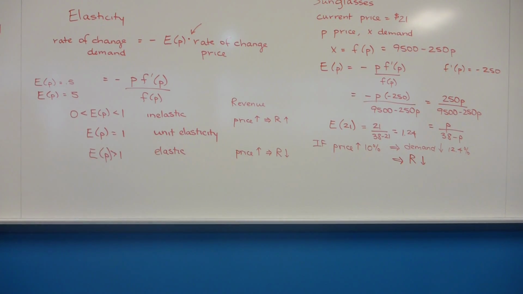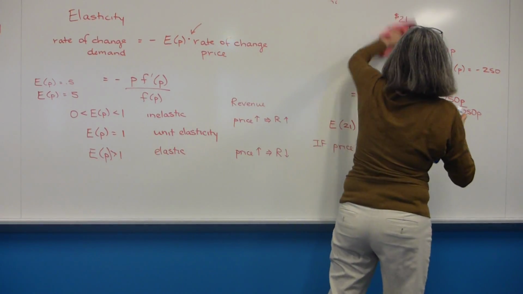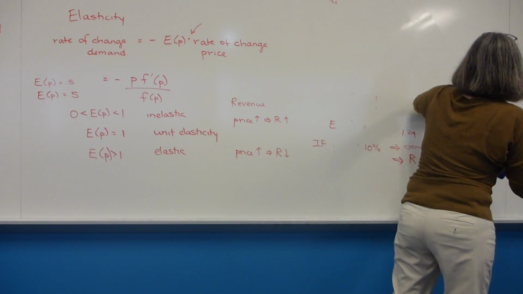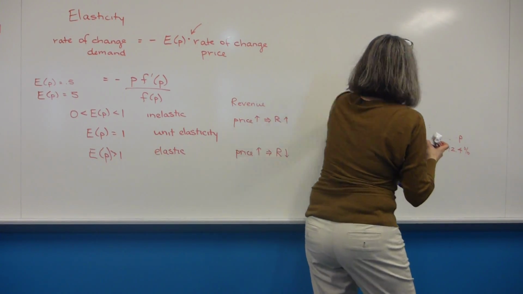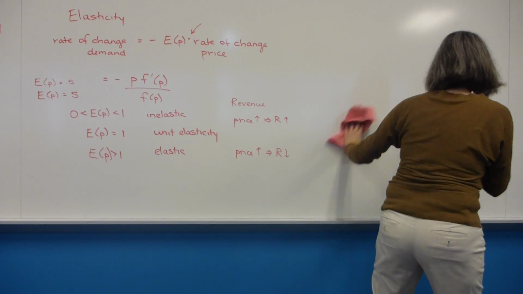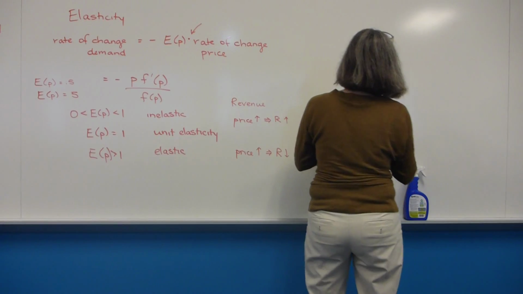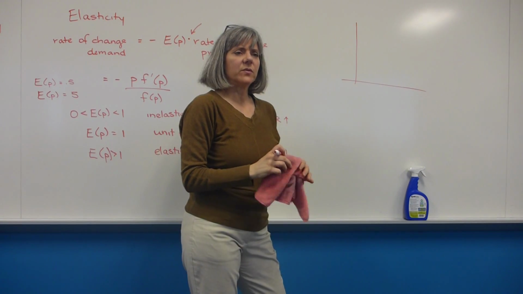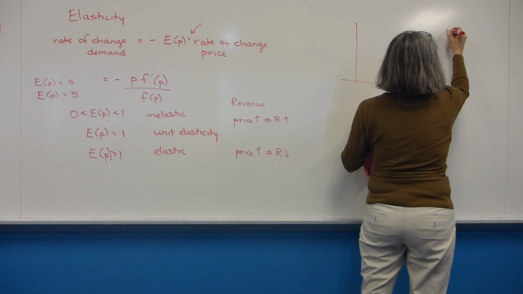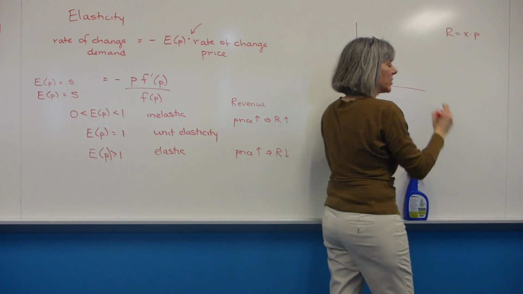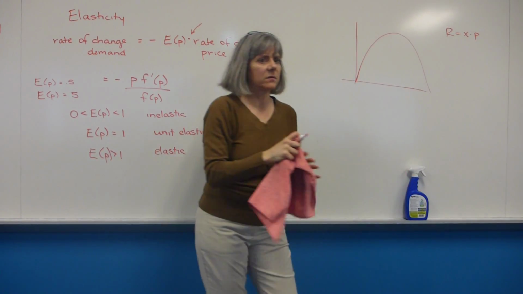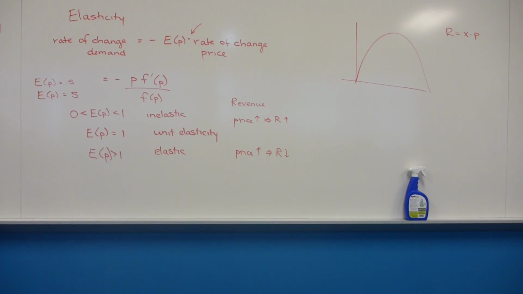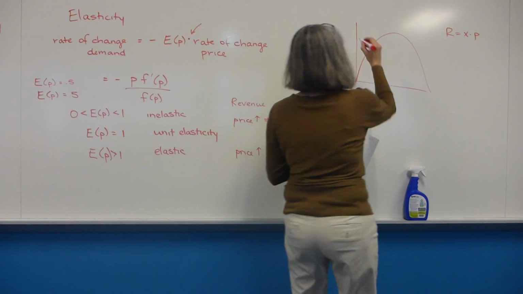The last thing I want to show you, and I don't envision this part normally taking so long. So let me just show you this last piece that kind of connects everything together. Again, it's in the book as well. Revenue is X times P, and typically it ends up being an upside down parabola. That's kind of our simplest form.